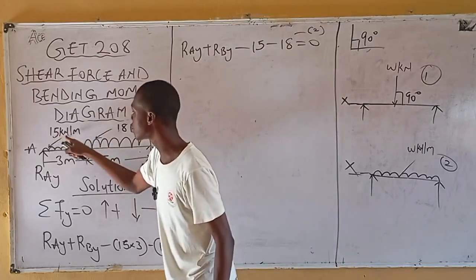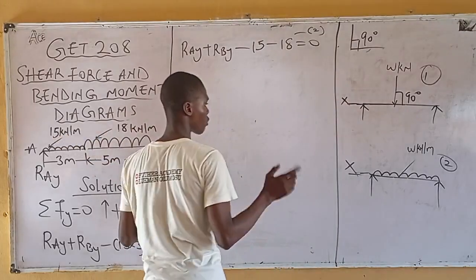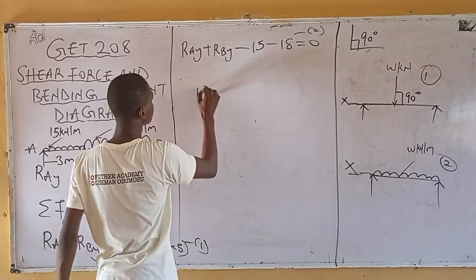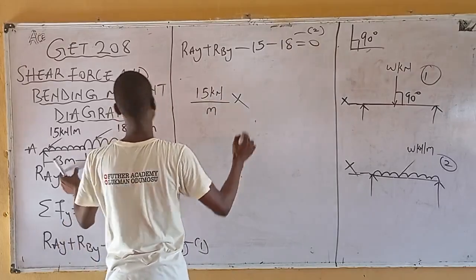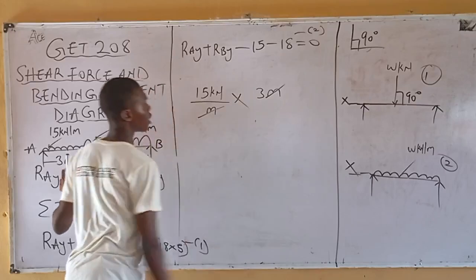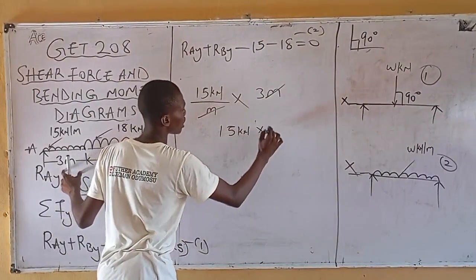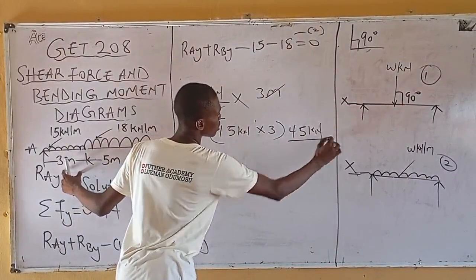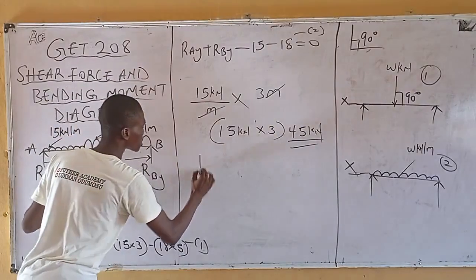You've converted this 15 kilonewton per meter to what? Kilonewton. Now let's see if truly we've converted. From here, 15 kilonewton per meter multiplied by what? 3 meter, right? Observe that meter cancels meter. What do you have? 15 kilonewton times 3, which is what? 45 kilonewton, right? Similarly, for the second one, I'm having what?